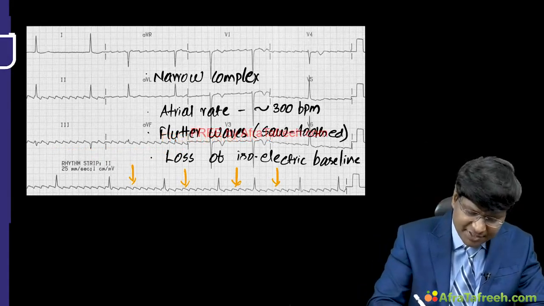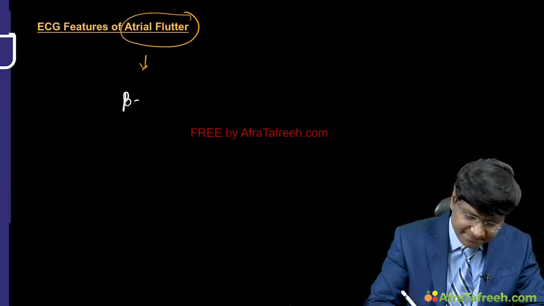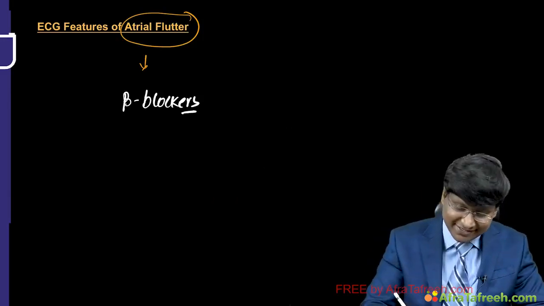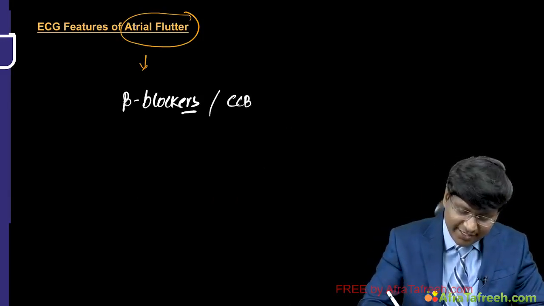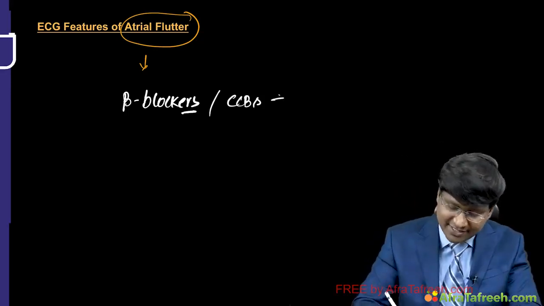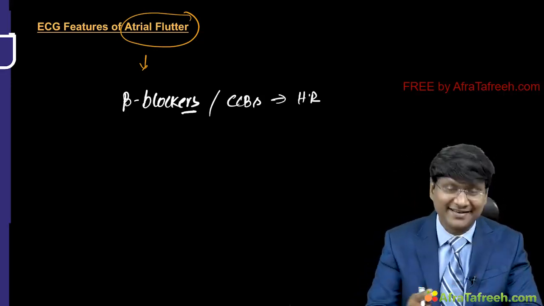Then how do you treat these patients with atrial flutter? It is the same thing. We need to give beta blockers, right? And the alternative will be the non-dihydropyridine calcium channel blockers, that is verapamil and diltiazem. So these drugs will control the heart rate.